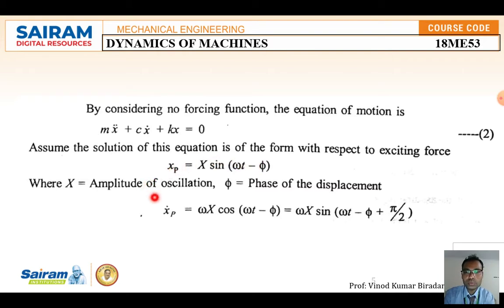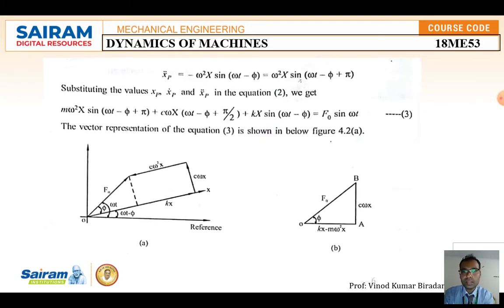Differentiate with respect to t. Again, x dot of p, if you differentiate this equation, you are going to get omega X cos of omega t minus phi, which is equal to omega X sin of omega t minus phi plus 90 degrees. So there will be a small phase angle, which we are going to consider as 90 degrees plus 90 degrees. This equation we give as equation number 2.